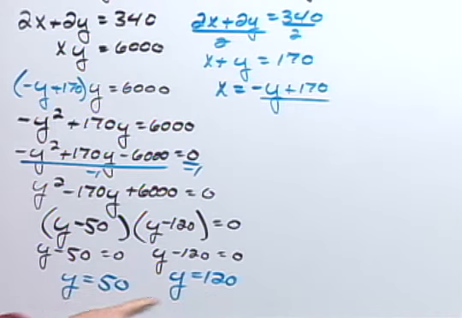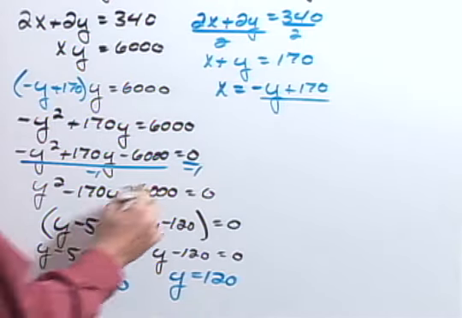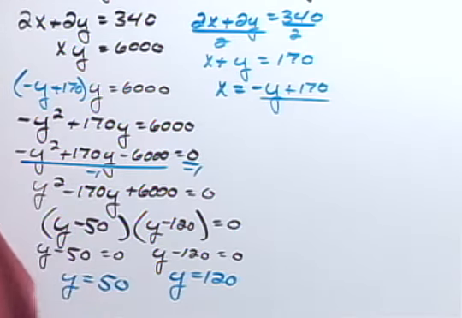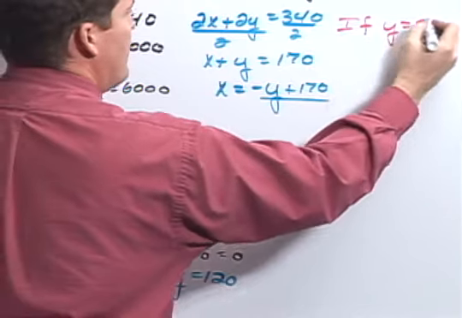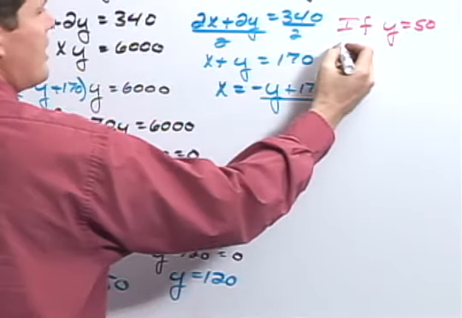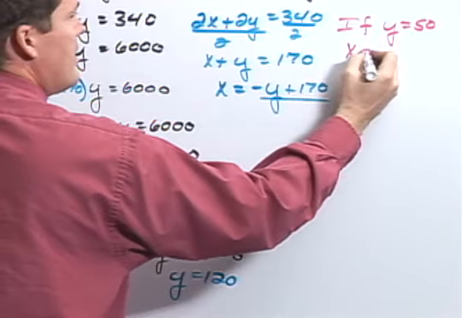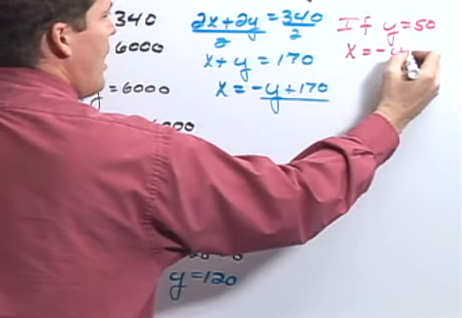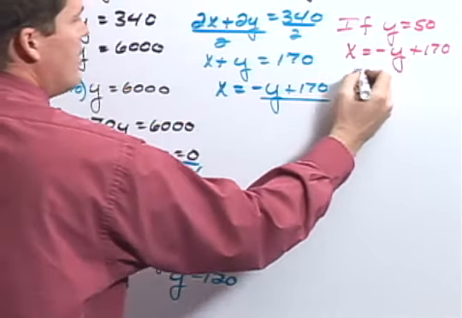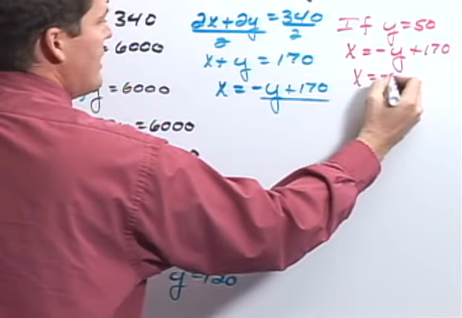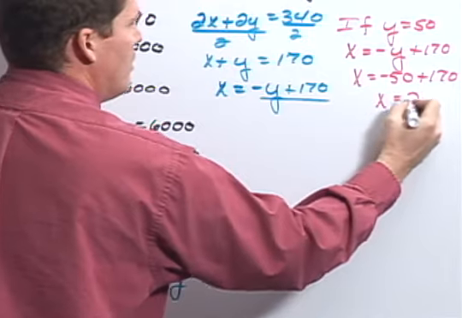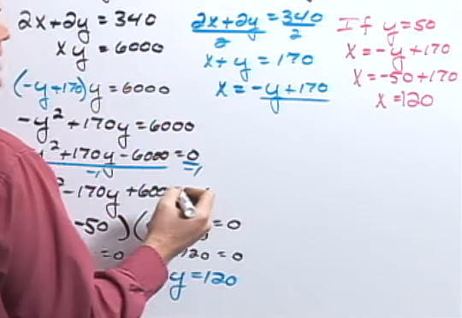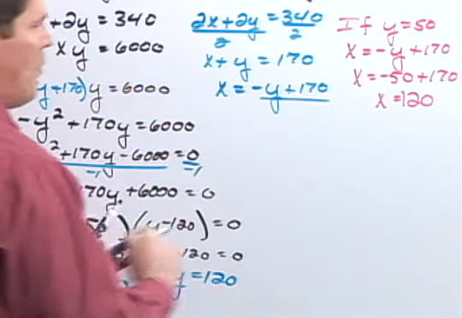So now I have two y variables for which I can find the corresponding x variables. On the first one, if y equals 50, then I can use x equals negative y plus 170. So x would equal negative 50 plus 170, or x would equal 120.